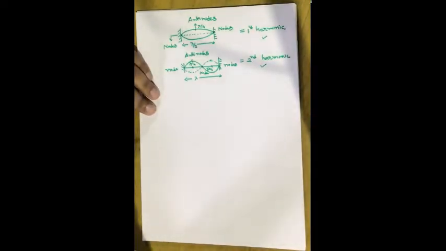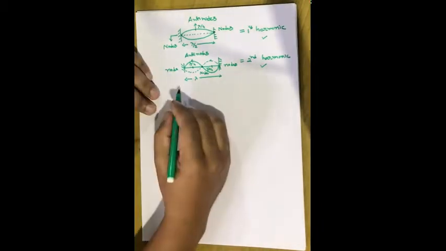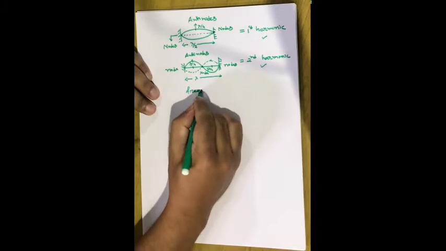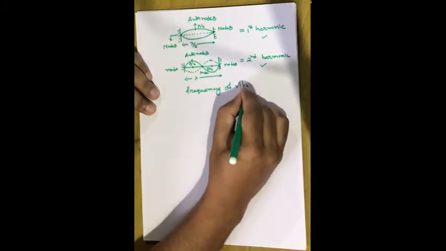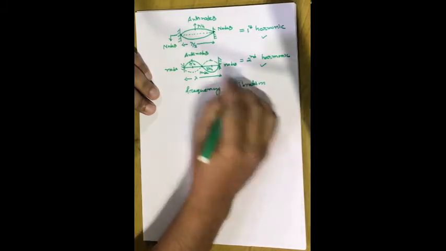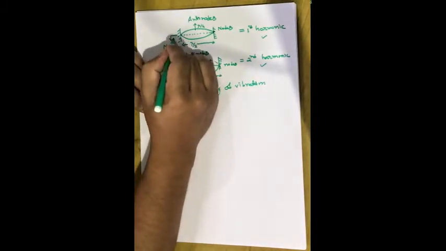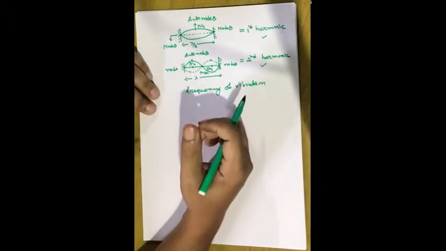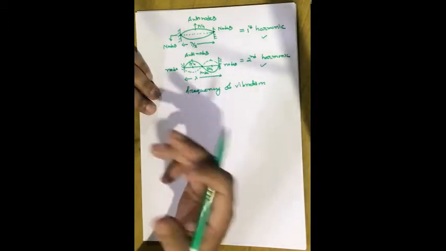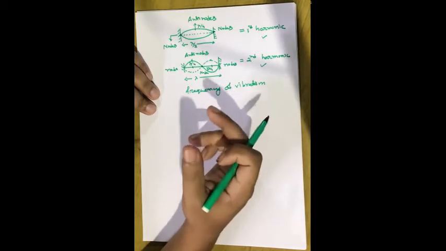The parameter which we control in case of string vibration is the frequency. That is the parameter which we can control, the frequency of vibration, right? Because the mechanical vibrator which we use to produce the incident wave is fixed here. So basically we can control the frequency of that mechanical vibrator.